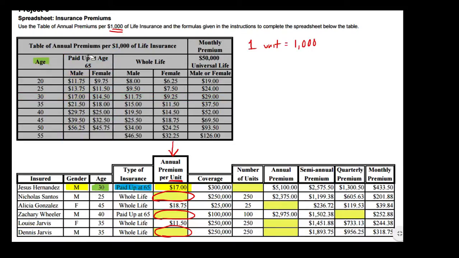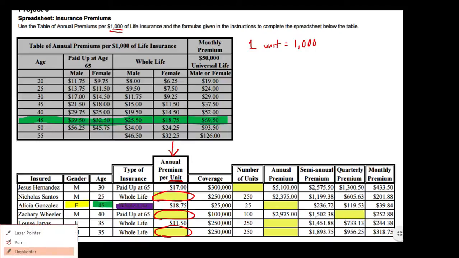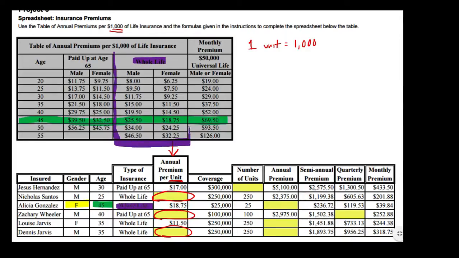We'll do one more example just to make sure you're comfortable identifying these. So let's do Alicia Gonzalez. So Alicia is a female, age 45, and has whole life insurance. So once again, I like to start with age. So I'll go to the age 45 row and I'll just highlight the whole thing. Next I'll go to type of insurance, which is whole life insurance. So I highlight that, and again that tells me that my answer is somewhere in one of these whole life columns.